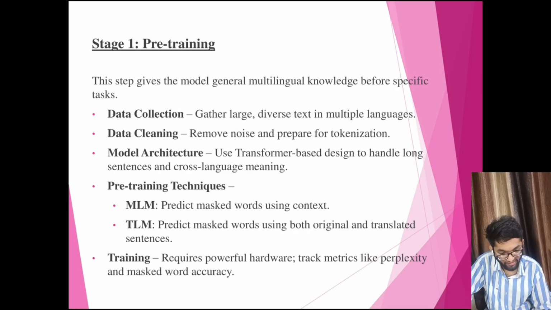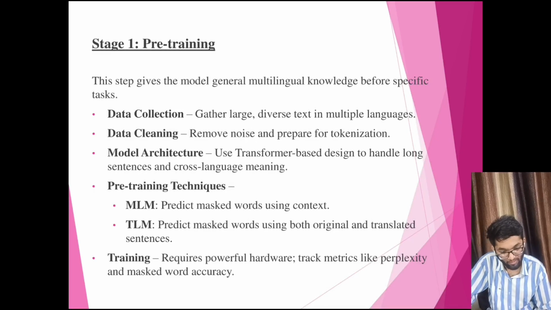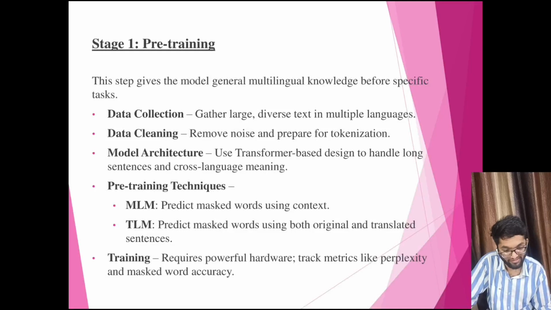First is data collection. The first step is to gather large and diverse text from multiple languages. This data typically comes from various sources including books, news articles, websites, social media content, and Wikipedia. Second is data cleaning. Once the data is collected, it often contains unwanted elements or noise, which can hinder the model's learning process. Data cleaning is the process of removing or correcting these issues. Some common tasks include removing irrelevant or low quality text, fixing formatting errors, and handling special characters or symbols.